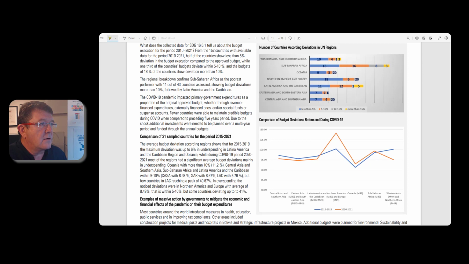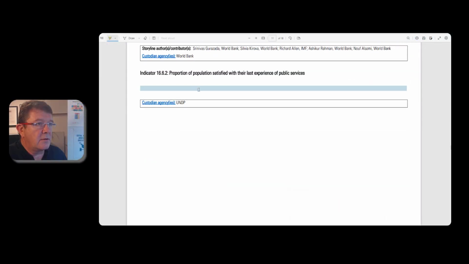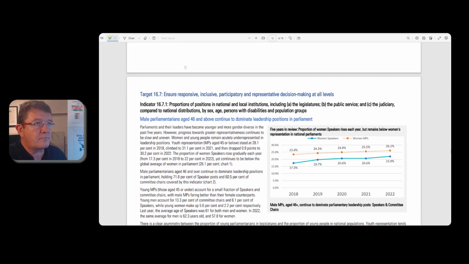One of the figures there shows the comparison of budget deviations before and during COVID, and you can see that in North America and Europe there was a bit of a jump from 2015 to 2019 to the 2020-21 period. Obviously that was partially at least in response to the additional funding required for the COVID pandemic. Indicator 16.6.2, proportion of population satisfied with their last experience of public services. Again, no statistics supplied on this in this particular report.